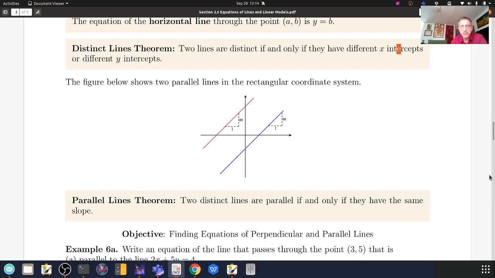And here's another theorem, parallel lines theorem. So here's how it's going to go. In this theorem here, I'm going to use some information that I gave you in the theorem previous.